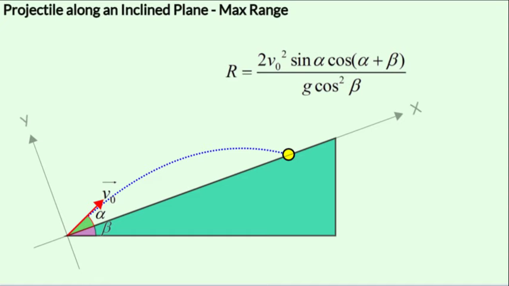Now that we have computed the range of a projectile along an incline, it would be interesting to know at what angle we should launch the projectile with respect to the incline, such that the projectile reaches furthest from the launch point along the incline. Here we are seeing this trajectory for this launch angle alpha. If we increase or reduce alpha, would the projectile attain a greater range?